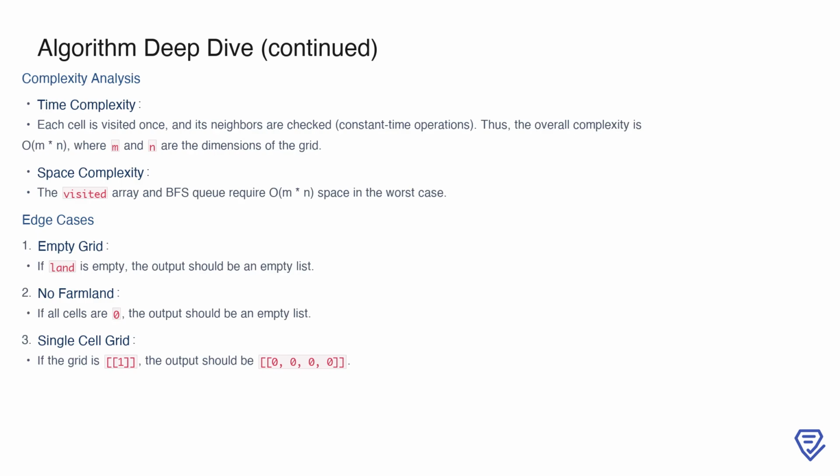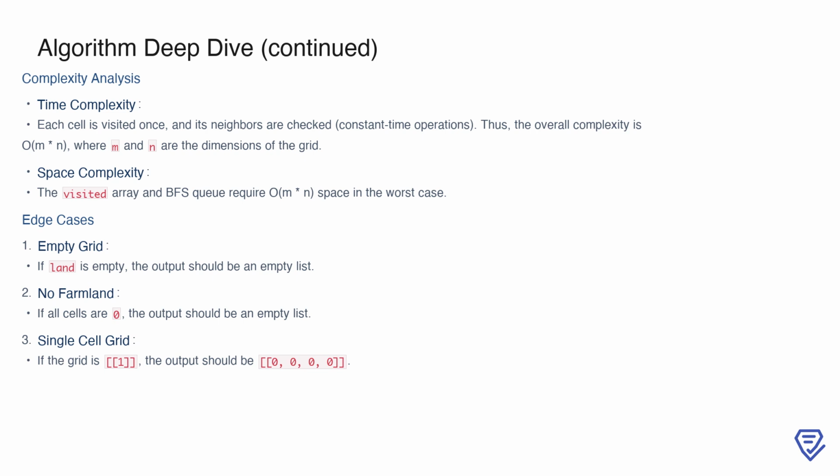When analyzing the algorithm's complexity, we observe that the time complexity is O(m*n), where m and n represent the grid's dimensions. This is because each cell is visited exactly once, and its neighbors are checked in constant time. The space complexity is also O(m*n), which accounts for the visited array and the BFS queue in the worst-case scenario.